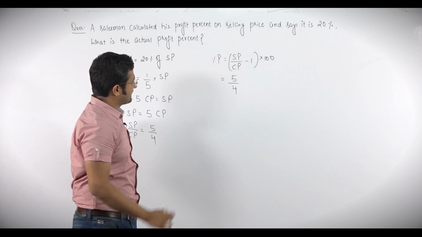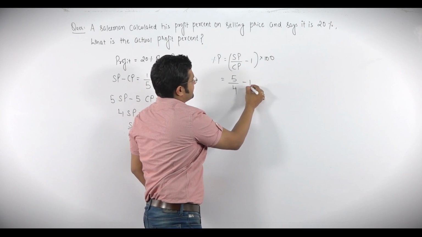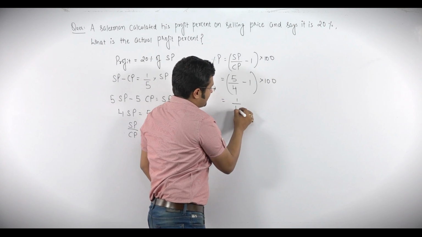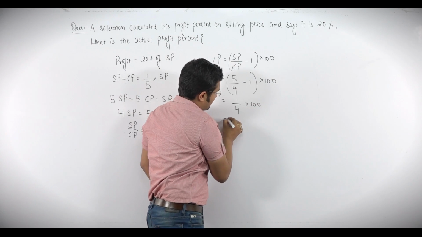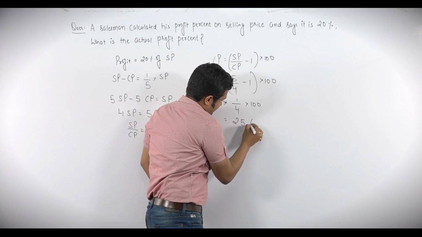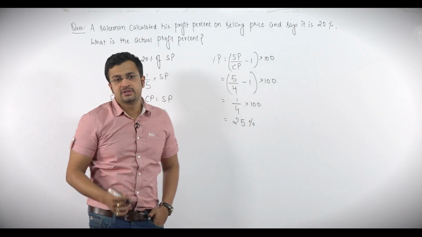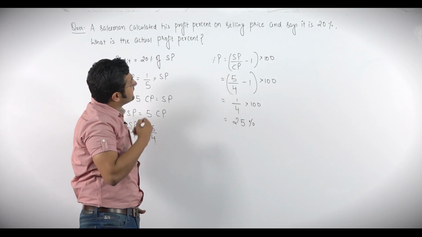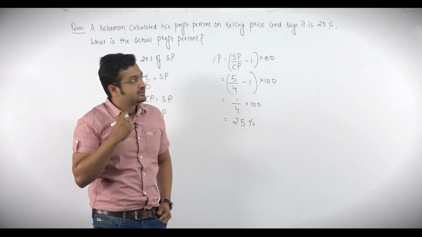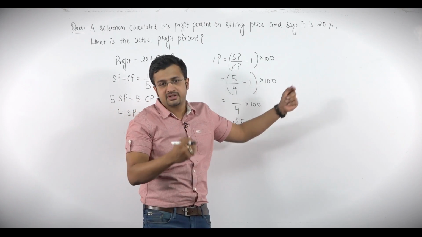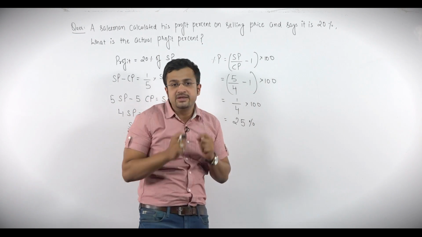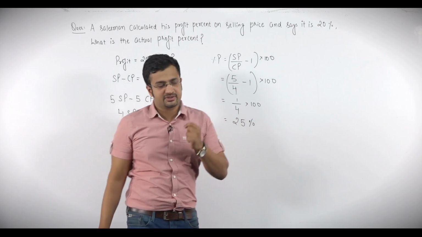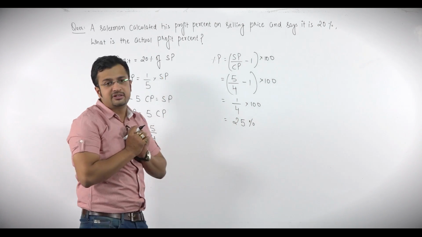5 by 4 minus 1, into 100. So you'll say 1 by 4 into 100. And what is 1 by 4 into 100? So we say the actual profit percent is 25%. When he calculated the profit percentage on selling price, he got 20%. But the actual profit percent, when you calculate it on cost price, is 25%. So this is a longer approach to solve this problem.